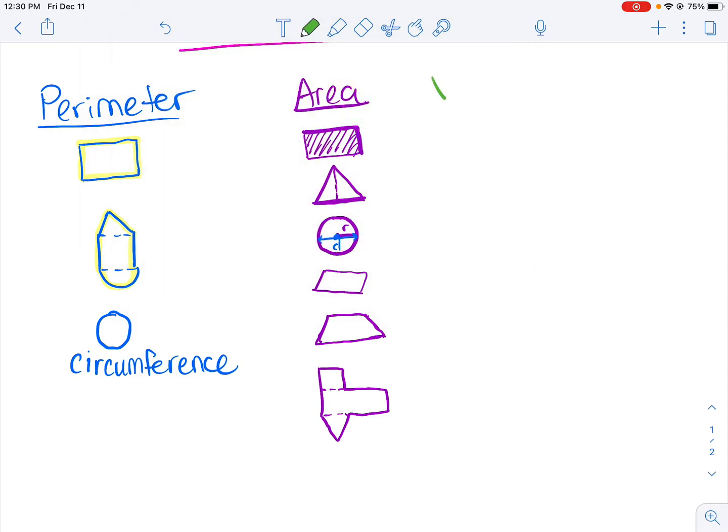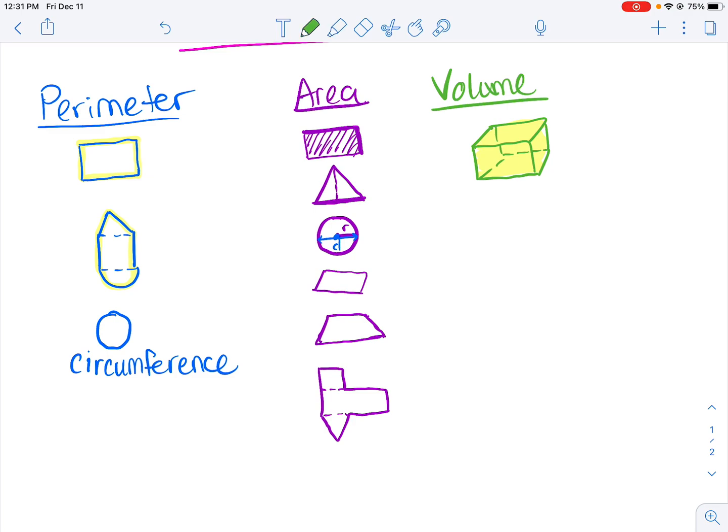Then we also are going to cover volume in this unit. And volume is the space inside of a three-dimensional object. So if we had maybe a rectangular prism, we can calculate the volume of it, which is the space inside. So the space inside this whole rectangular prism would be our volume.